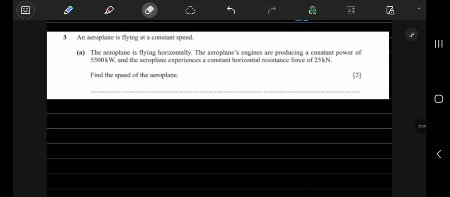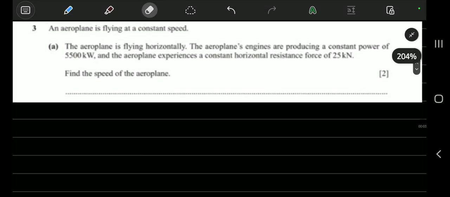Okay, so question 3 says an aeroplane is flying at a constant speed. The aeroplane is flying horizontally. The aeroplane's engines are producing a constant power of 5500 kilowatts and the aeroplane experiences a constant horizontal resistance force of 25 kN. Find the speed of the aeroplane.